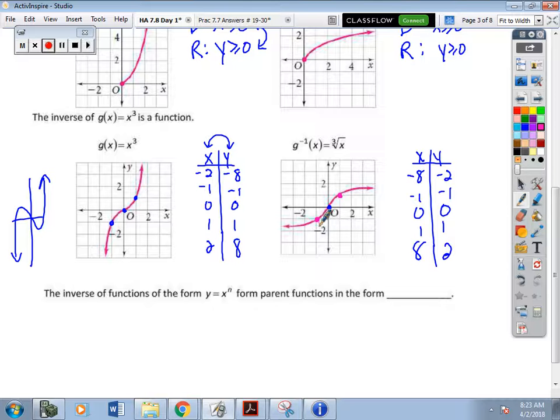The points themselves actually stay exactly the same that you plot. The only thing you have to remember to do is to draw the graph going sideways instead of up and down.